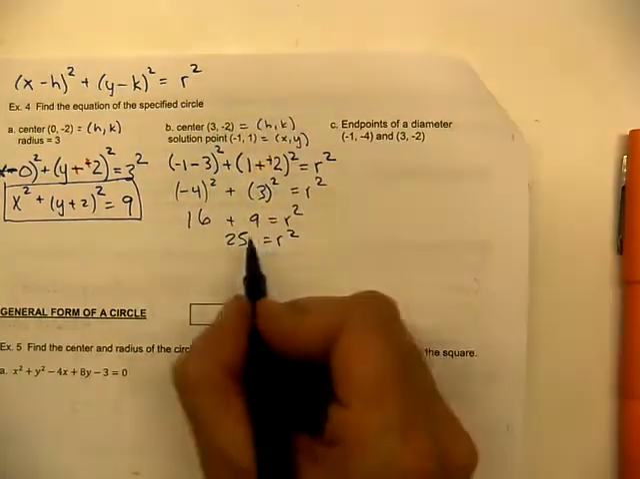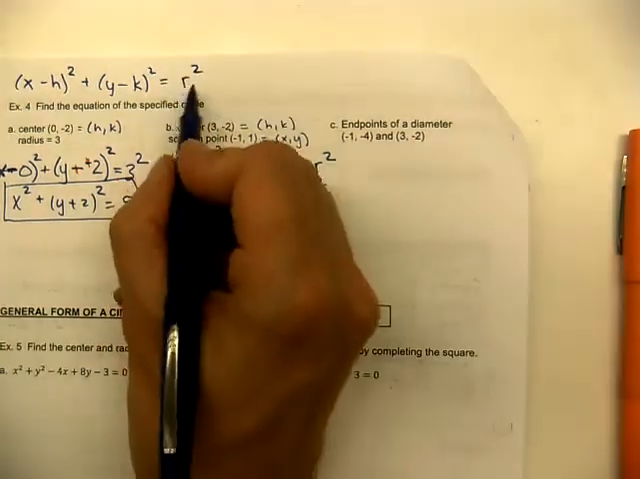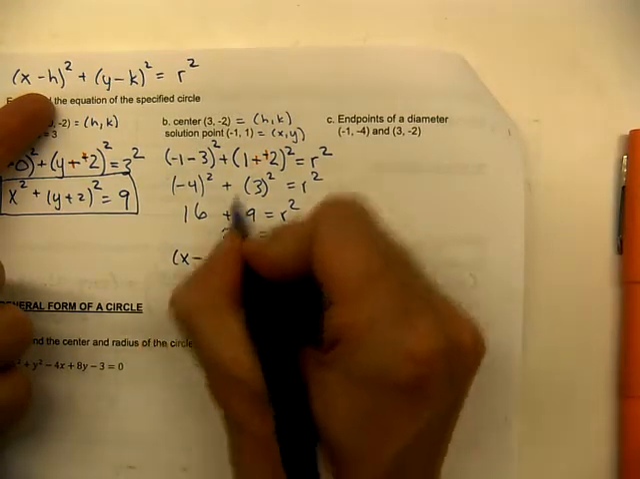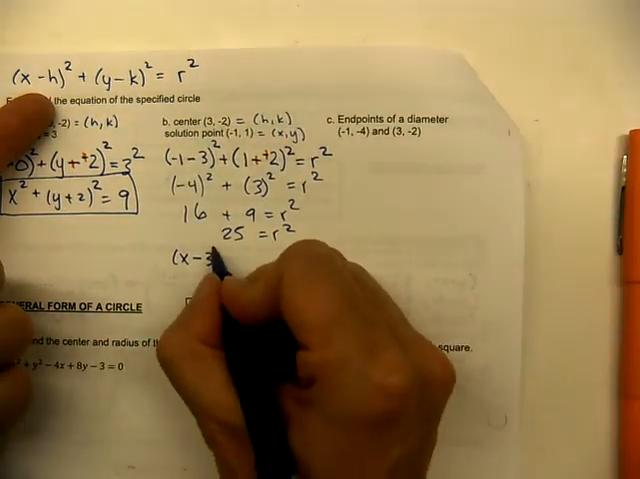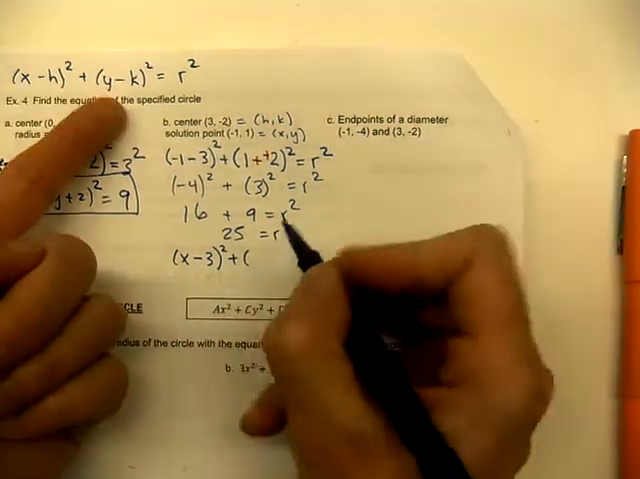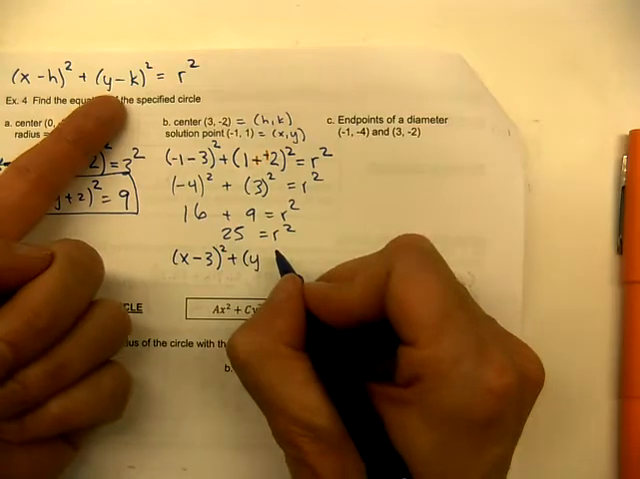Now we have our center, we have our R squared. Let's plug in what we have. So X minus the value of H, which is 3, because we always need a center and a radius, quantity squared, plus, and then Y minus the K.